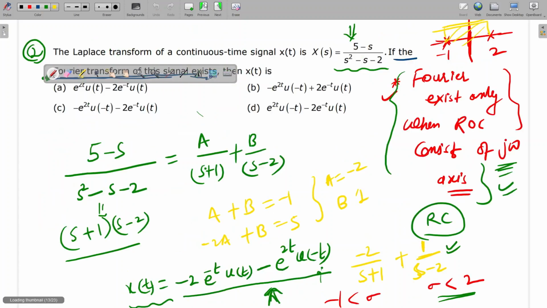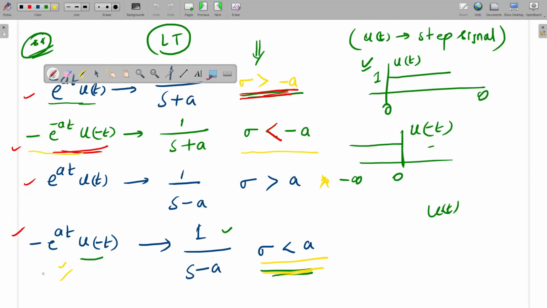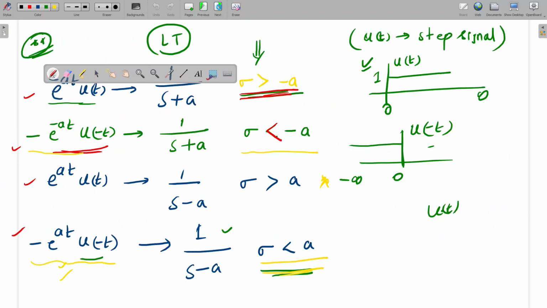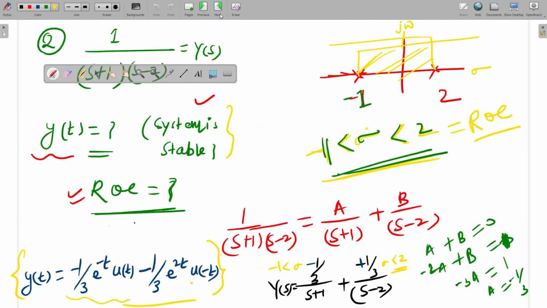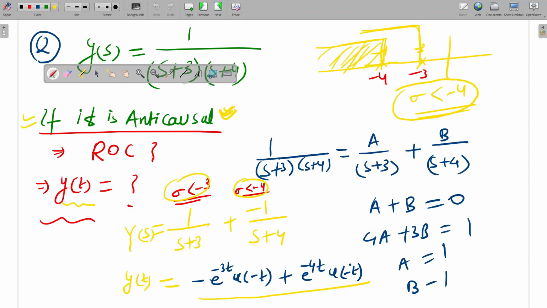Okay. Now we'll see the standard formula. Here e to the power minus a t u of minus t has ROC sigma less than minus a, and its transform is 1 by s plus a. So for this one, we have 1 by s plus 3 and 1 by s plus 4.